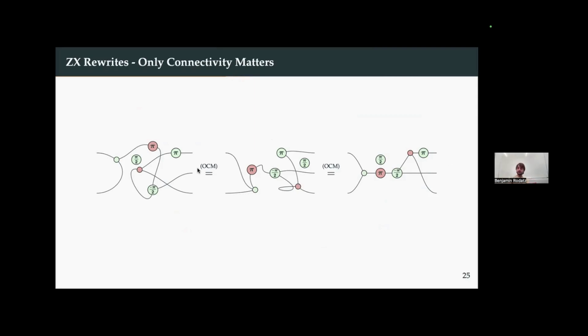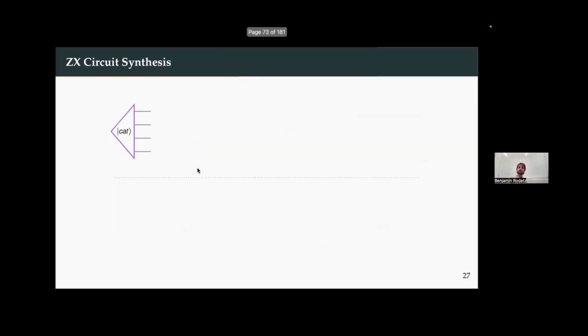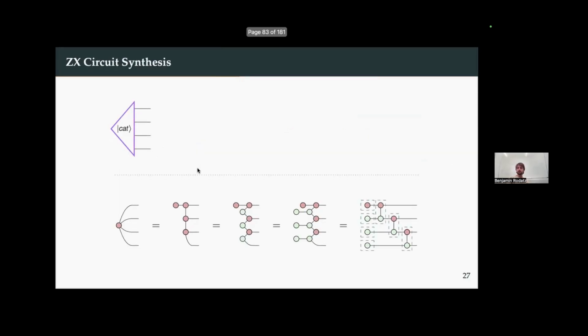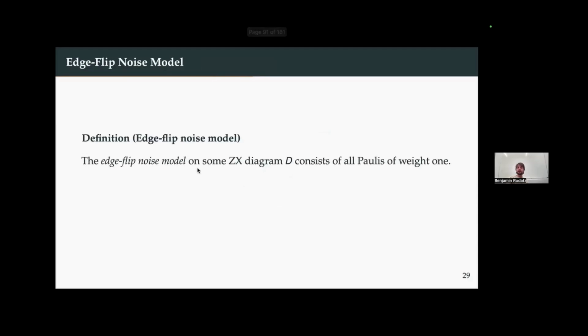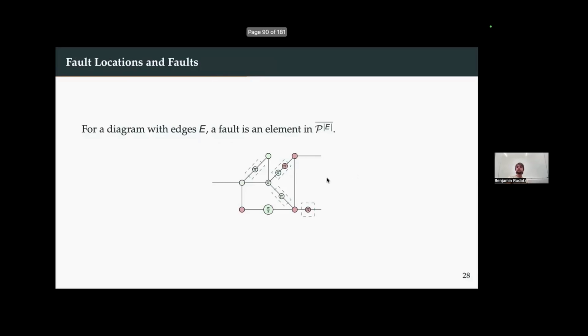So this is a key part of the ZX calculus, at least in my mind, and this is something we want to preserve. So we define a noise model on ZX diagrams that we call edge flip noise, where we say the atomic fault events are simply Paulis that affect exactly one edge. So this would be a fault of weight 4 because 4 edges are affected.